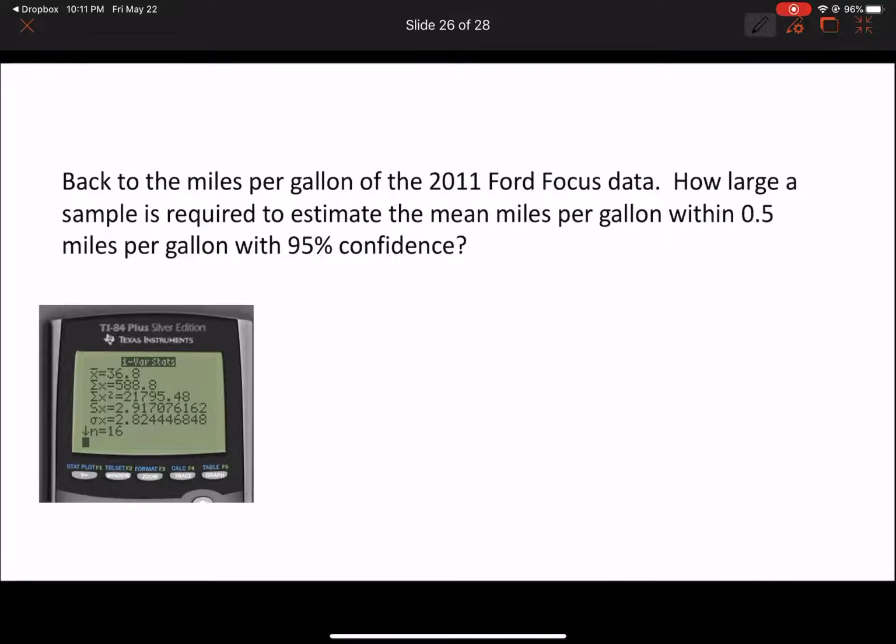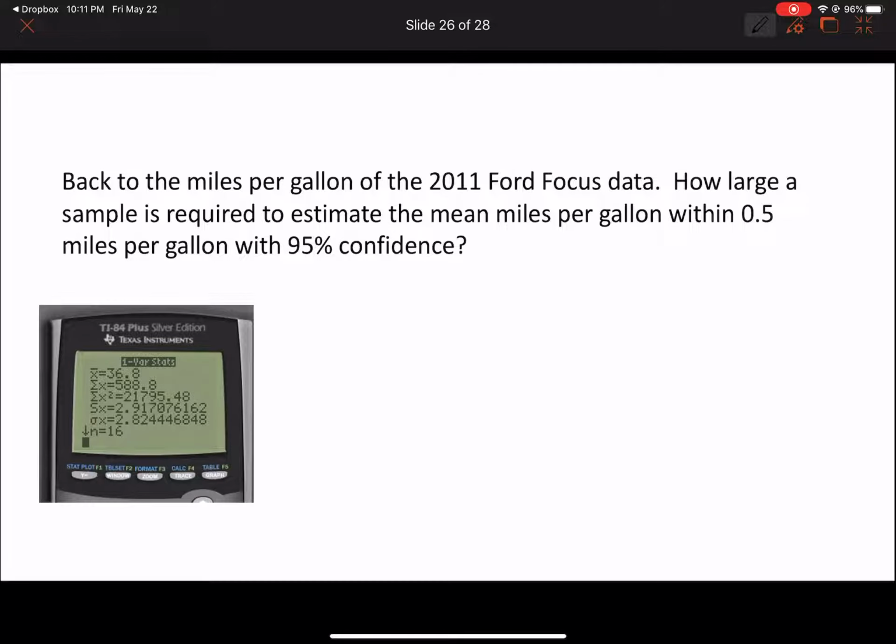So now, I would like you to go back to the Ford Focus data. How large of a sample is required to estimate the mean miles per gallon within 0.5 miles per gallon with a 95% confidence level? You should still have that Ford Focus data in your calculator. Go ahead and look at your calculator and find my n.